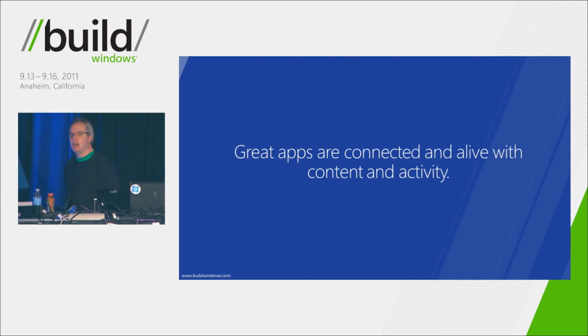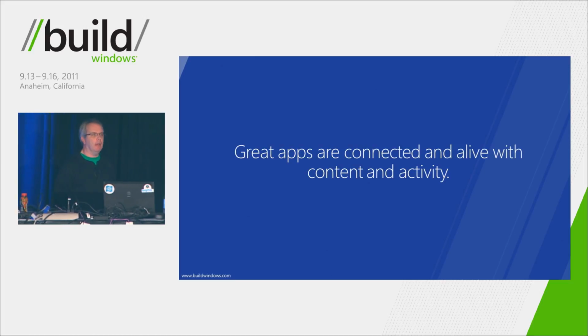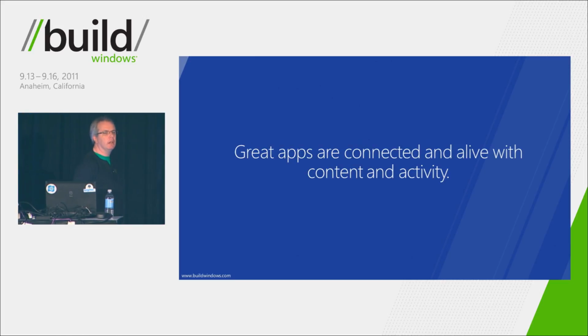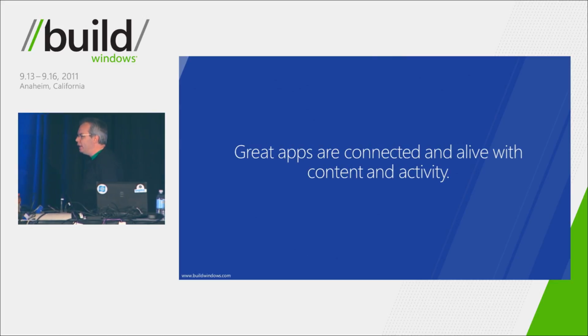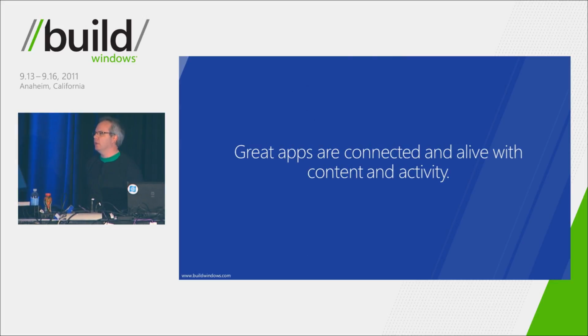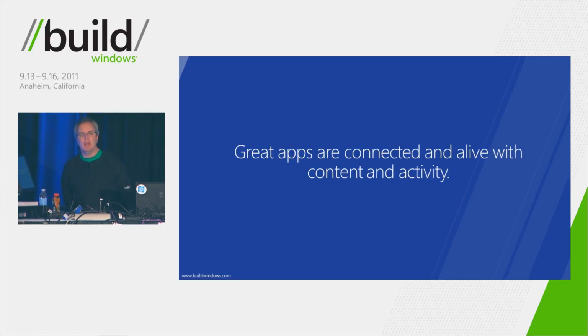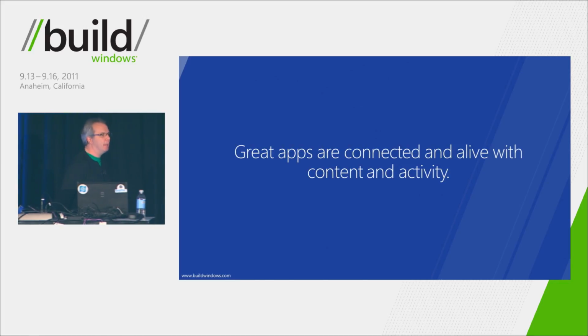One of the design concepts of Windows 8 was that your apps are alive. Alive meaning things such as the live tiles on the desktop are able to update dynamically. You've seen the stock ticker or the weather app, how they update automatically. And they have content and activity. So, where's that content going to come from? What kind of activity are you going to have in your application?